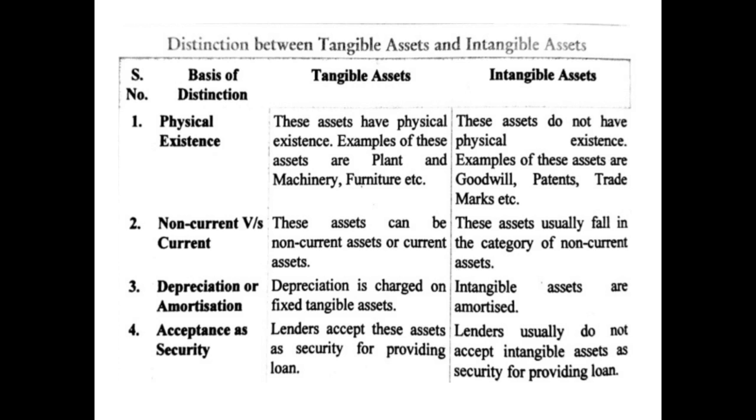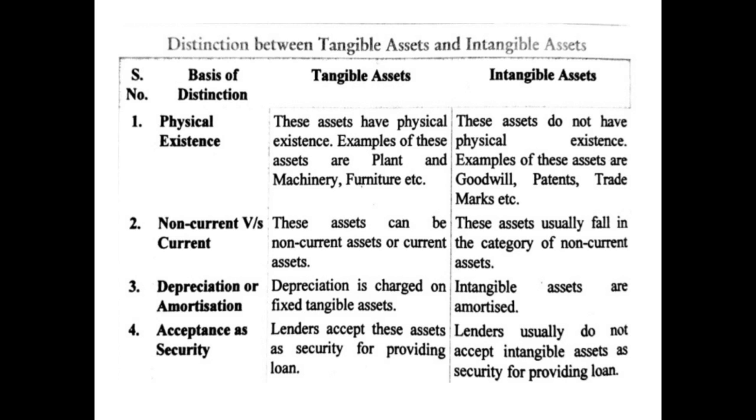Then the third difference is on the basis of depreciation or amortization. Depreciation we have already discussed in the basic terms chapter, that depreciation is the reduction in the value of fixed tangible assets, and when the value of fixed intangible assets reduces, that is known as amortization. So in case of tangible assets, is depreciation charged? Yes. In case of intangible assets, amortization is charged. Therefore we say that depreciation is charged on fixed tangible assets and intangible assets are amortized.